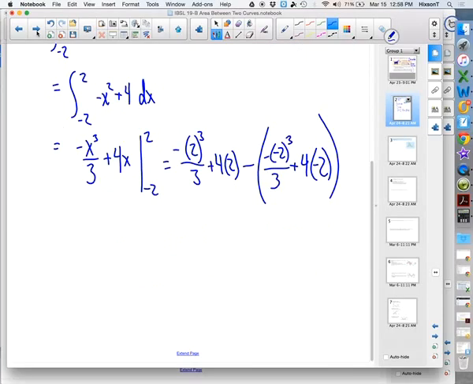Lots of negatives to be careful with here. Alright. So we've got a -8/3 plus 8 minus, this is going to be a +8, because -2 cubed is -8 times a -1 is +8/3. So minus that. Then this is a -8. So minus a -8 is +8.